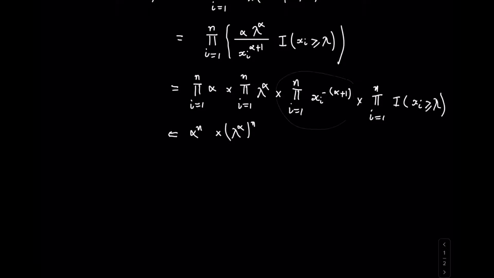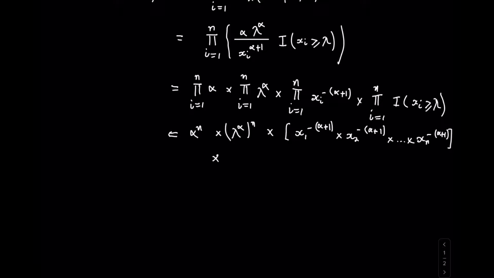Now, in this particular instance, I'm just going to expand the terms, just so it's a little bit more clear about my procedural steps, so it's easier to follow. So I'm going to say that's x1 to the power of negative alpha plus 1 times x2 to the power of negative alpha plus 1 times dot dot dot times xn to the power of negative alpha plus 1, close the bracket.